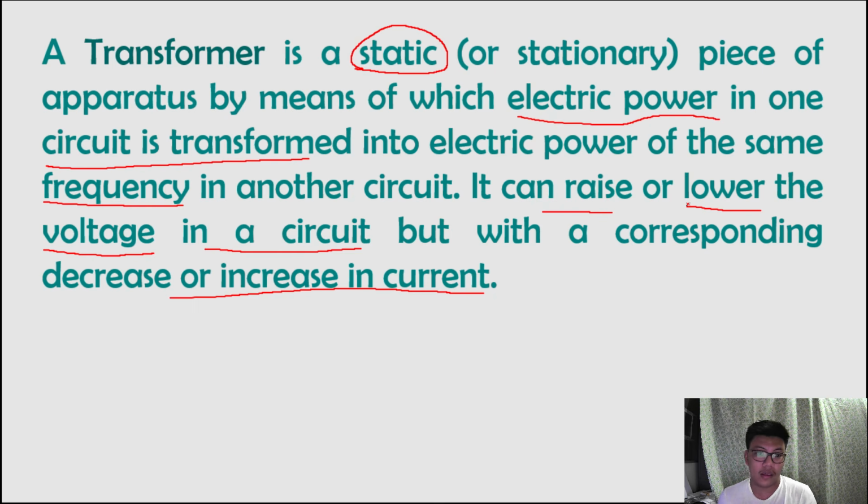Okay, so bakit natin ginagawa yon? So later on, makikita natin. So meron siyang corresponding decrease or increase of current. So makikita natin mamaya kung paano yung sinasabing decrease or increase sa current. Kung pag tinaas ba natin yung voltahe, tataas din yung current, or kapag binaba natin yung voltahe, bababa yung current, or otherwise.